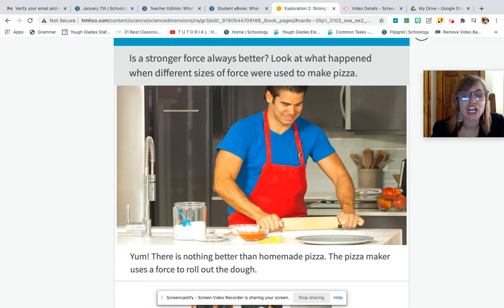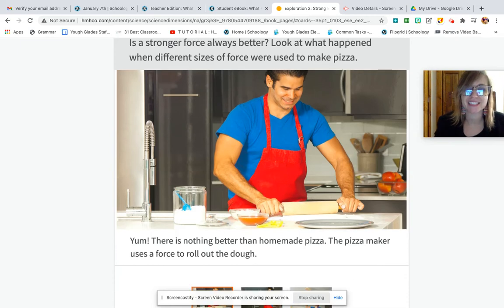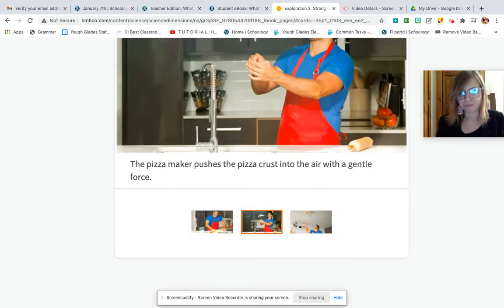The pizza maker uses force to roll out the dough. So is stronger better in this situation? Does he need a lot of force to roll out the dough? What do you think? If you said yes, I agree with you. You must apply a lot of force as you're pushing the rolling pin. You're pushing and then you're pulling back. A lot of force is being applied when you are trying to stretch out that dough to make it the size that you want. Let's look at the next picture.